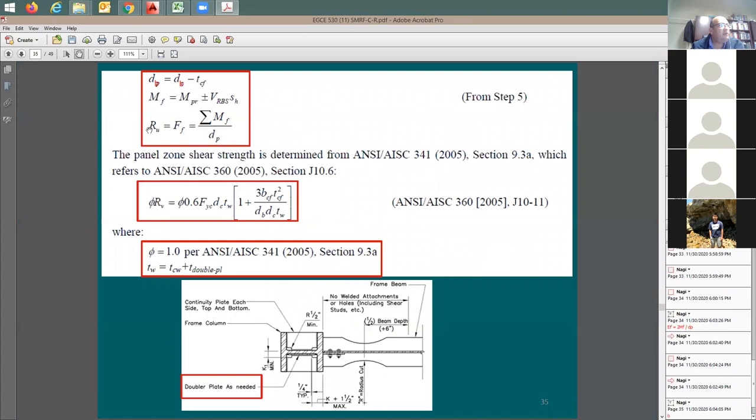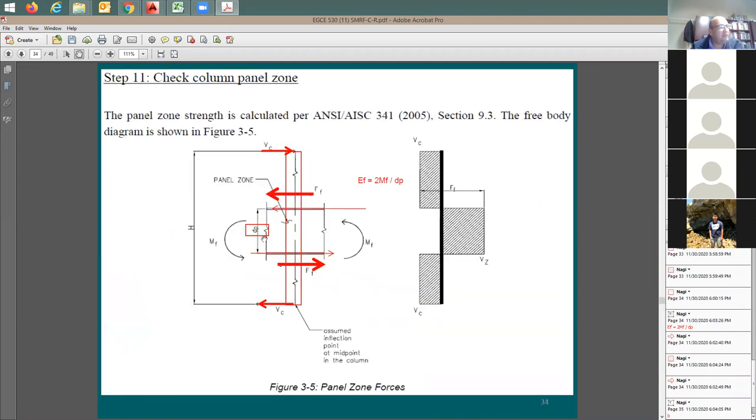Anyway, this force that I'm talking about here is equal to the summation of the moment at the face divided by DP. So yes, it makes sense. You add all of this and divide by DP, and it gives you this force. Okay, good. How much shear goes to the column? This is my question. How can I draw the shear diagram? How would you find out VC?